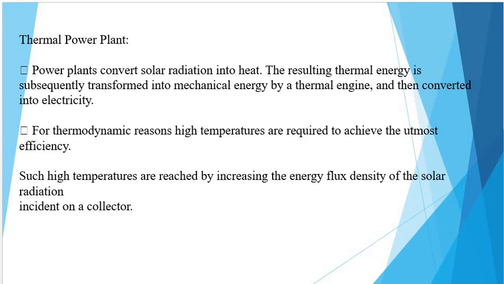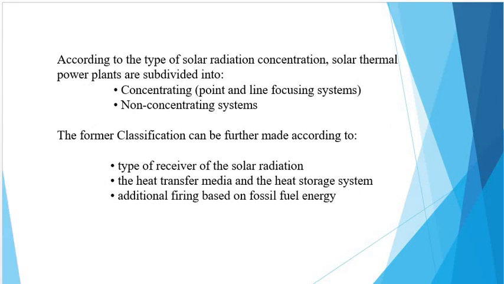For thermodynamic reasons, high temperatures are required to achieve the utmost efficiency. Such high temperatures are reached by increasing the energy flux density of the solar radiation incident on a collector. According to the type of solar radiation concentration, solar thermal power plants are divided into two. One is concentrating, that means it's focusing on a point. The second one is non-concentrating systems.